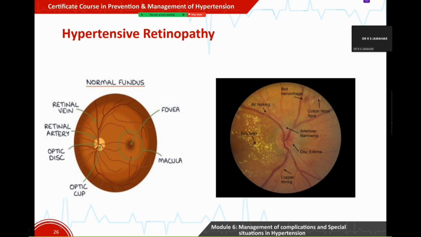See the disc edema. And then the copper wiring, that is the arteriole. See the arterial narrowing, and then the nicking, and here exudates, and the cotton wool spots, and blot hemorrhages, and disc edema. So these are very much noted in this fundus. So this is the moderate.